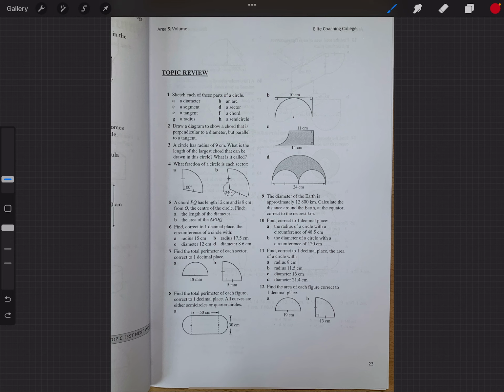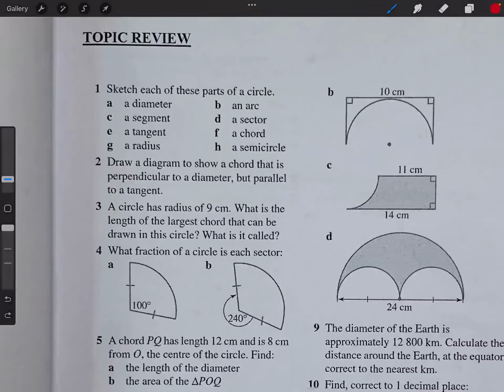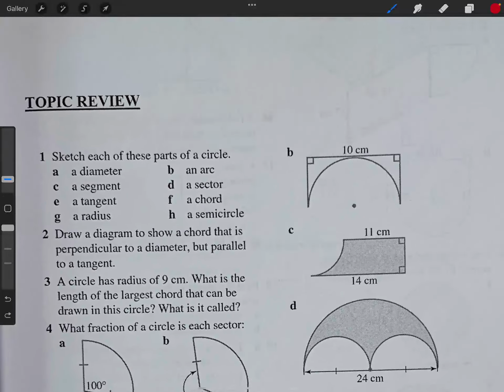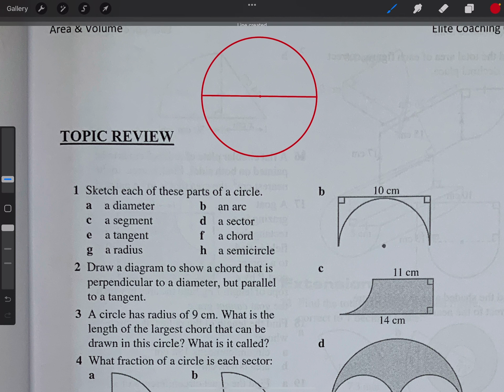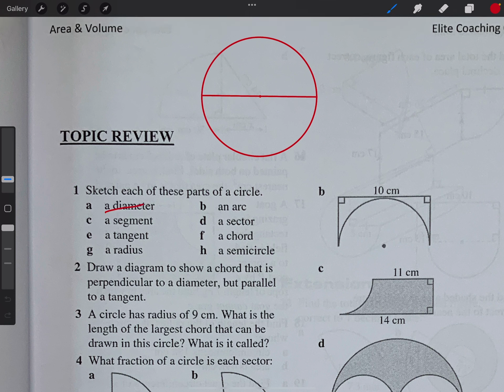On page 23, we're doing the topic review. Question 1. Sketch each of these parts of a circle. Okay, so we have a circle, and we have the center, somewhere around there. A. Diameter. Diameter is just a line that goes from one part of a circle to the other part and passes through the center. That's diameter.